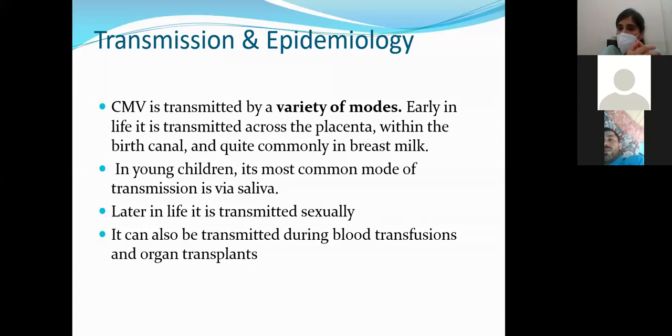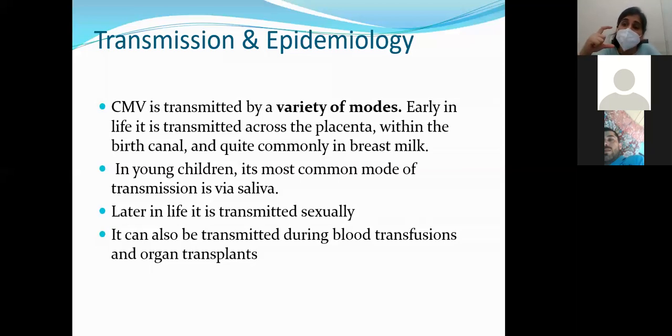And cytomegalovirus is transmitted by a variety of modes. In neonates, it is transmitted through the placenta, through the birth canal, or by breast milk. In the younger age group, it is transmitted by saliva. And later in life, it is transmitted sexually, or it can be transmitted by blood transfusions and organ transplants as well.